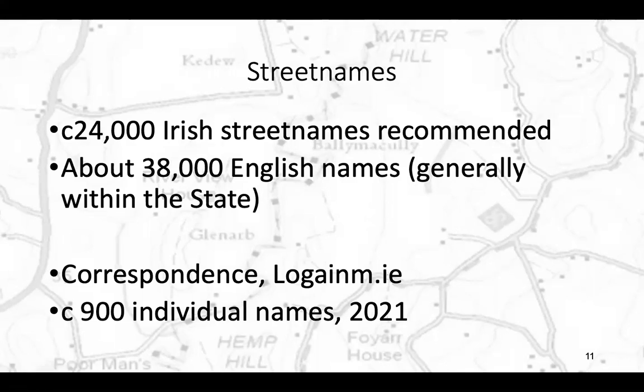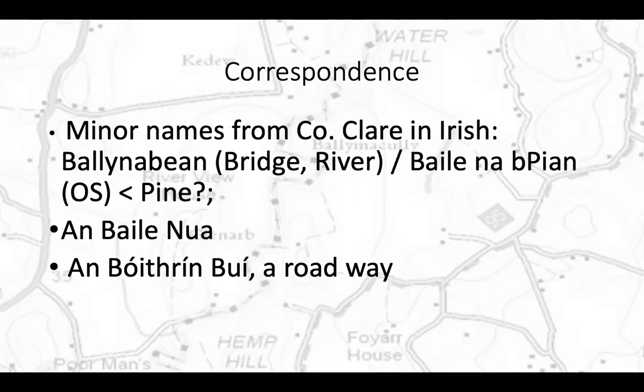And the upshot of all this, of course, is the correspondence that we get. So we estimate that we will deal with about 900 individual names through correspondence this year. Now, these are names that aren't already covered in Logainm or in Meitheal. So it takes up a lot of our time. So the next slide, please. And I just wanted to give you one or two examples from our correspondence of a few names.